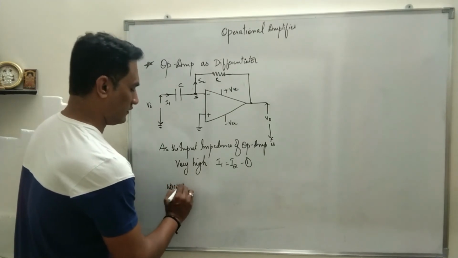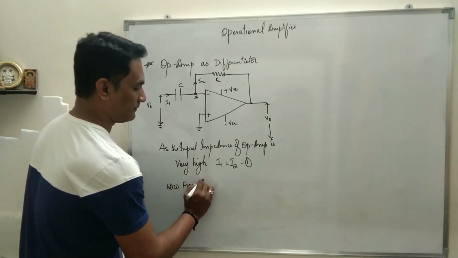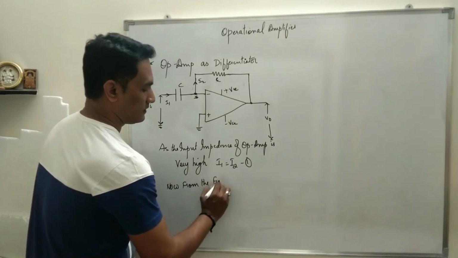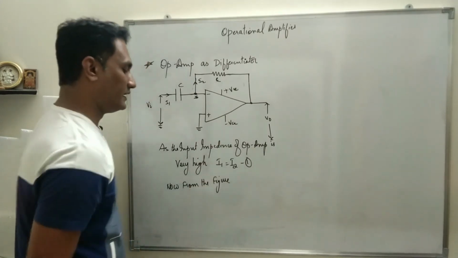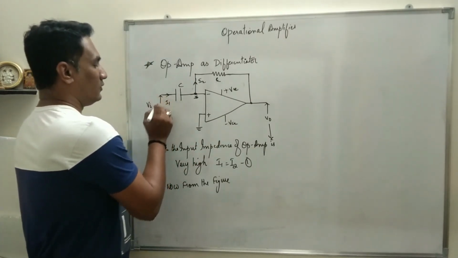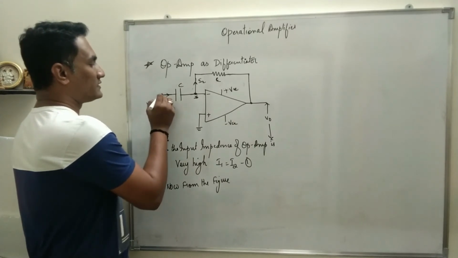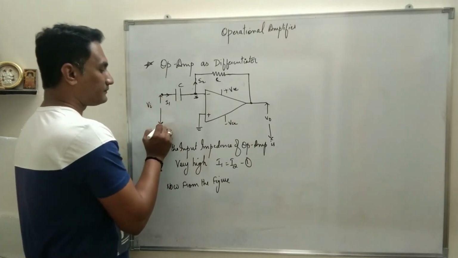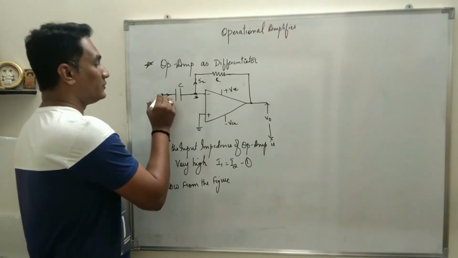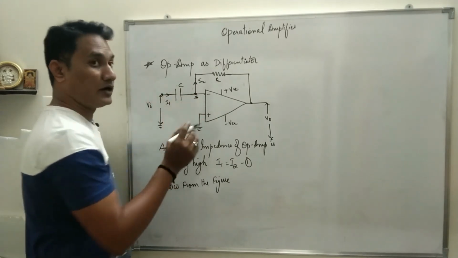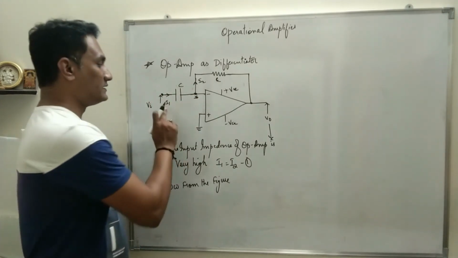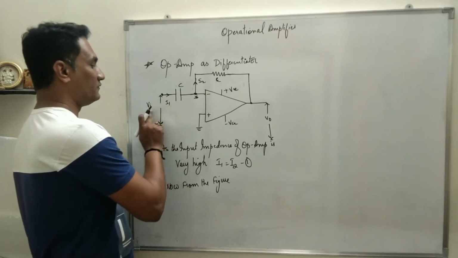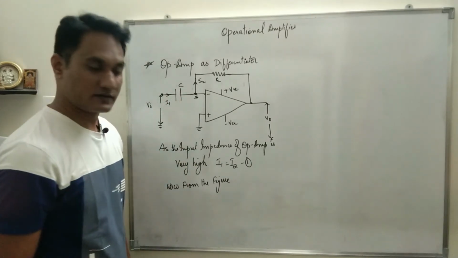Now from the figure, what you can write is: input voltage is applied between this point and ground, and the capacitor is connected between the same point and the summing point, which is also at ground. That means these two come in parallel. That means Vi is equal to the voltage across the capacitor.